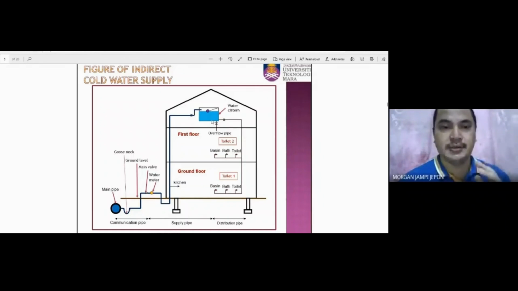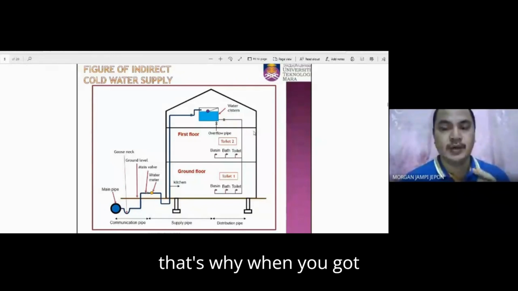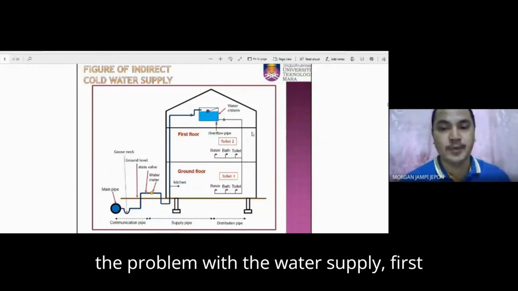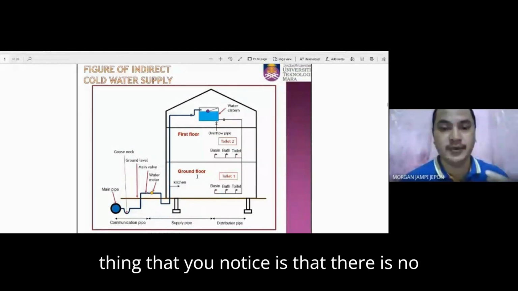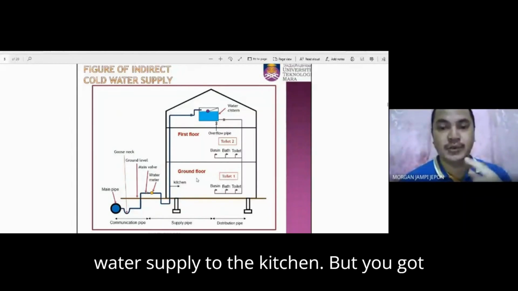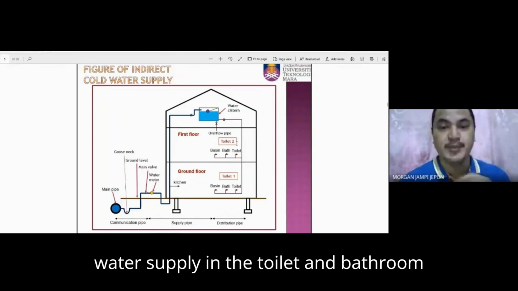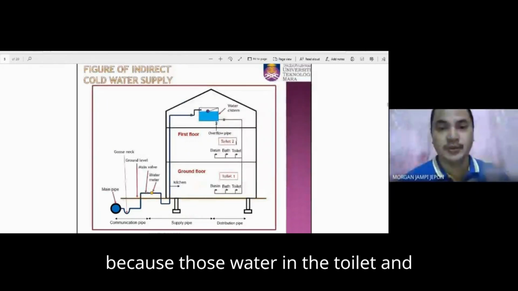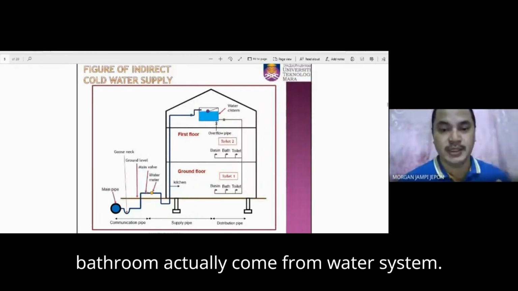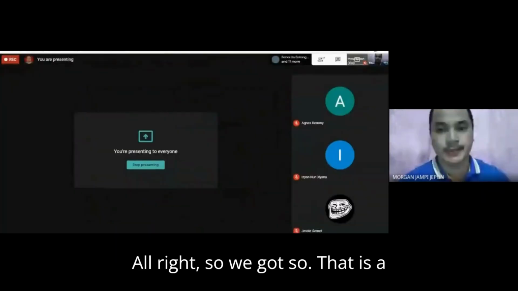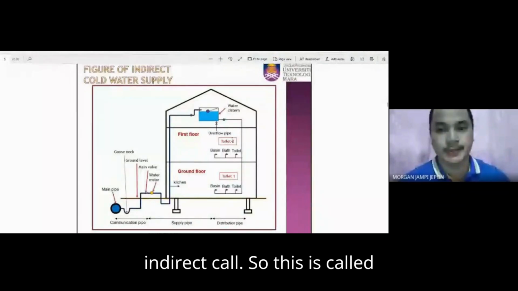So that's why when you have a problem with the water supply, the first thing you notice is that there is no water supply to the kitchen, but you get water supply in the toilet and bathroom, because the water in the toilet and bathroom actually comes from the water system. So that is an indirect supply.